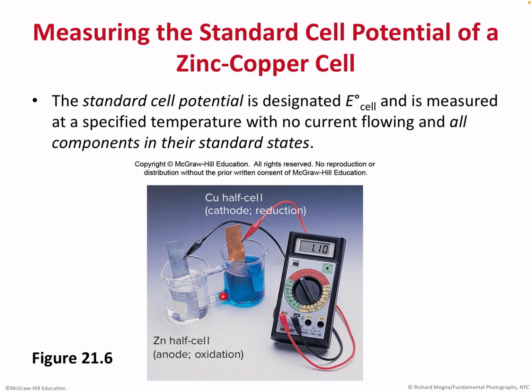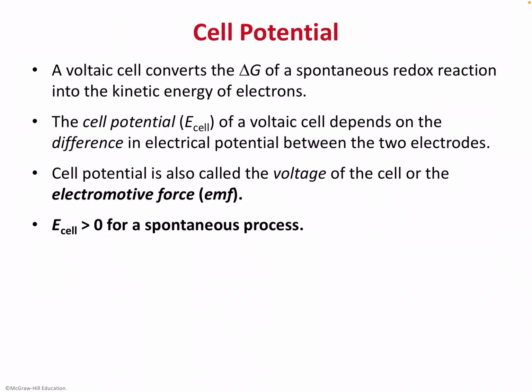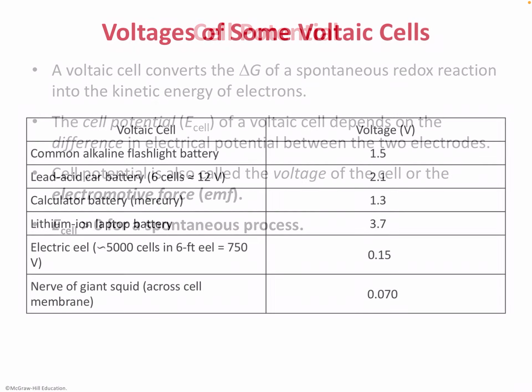I'll show you how to calculate this. And see here, E0 is 1.10. Remember, in order for a spontaneous reaction to take place, E0 cell has to be greater than 0. E cell greater than 0.